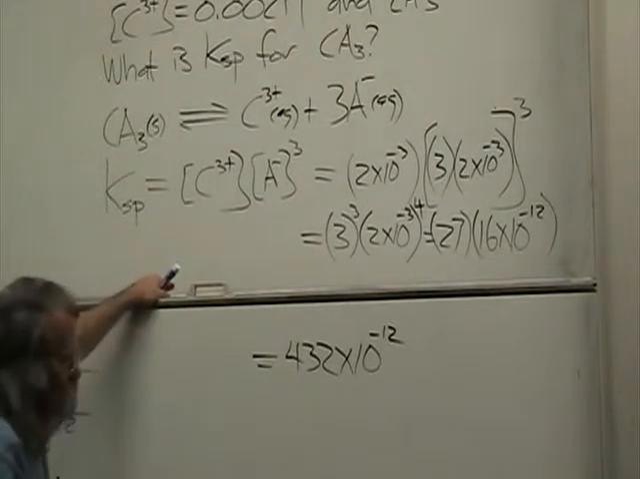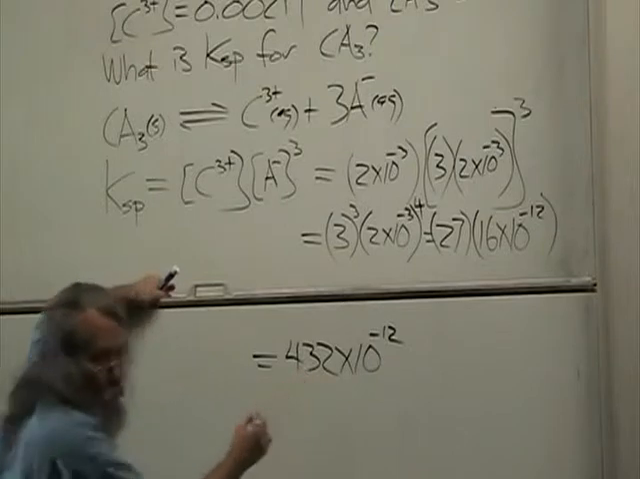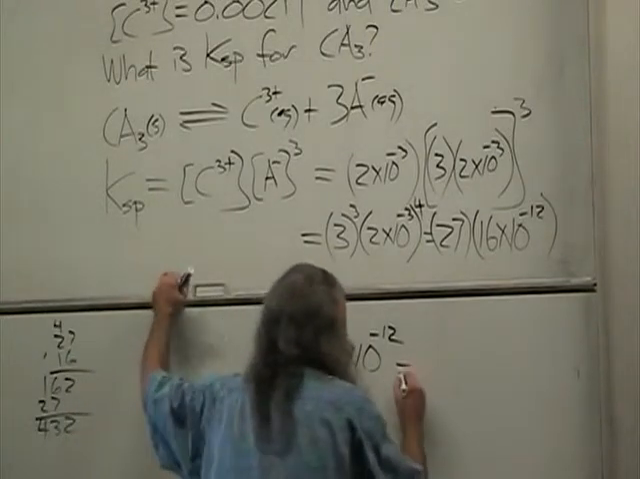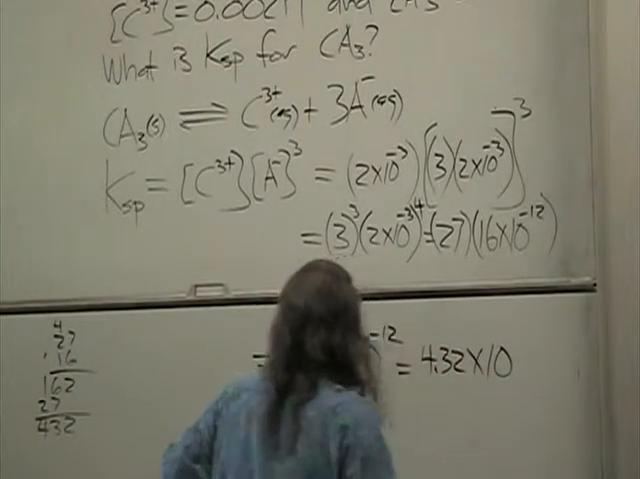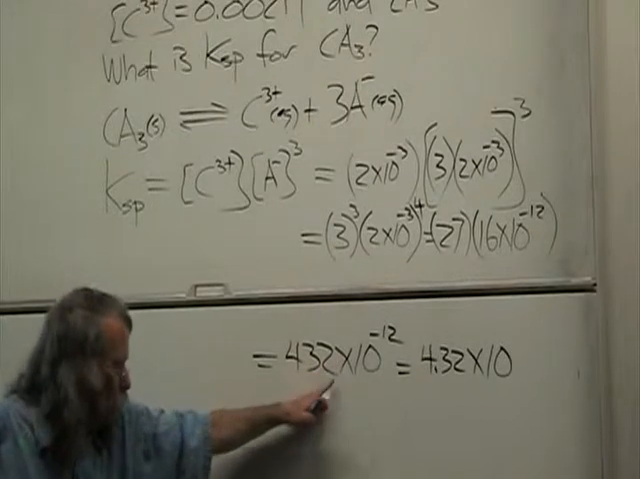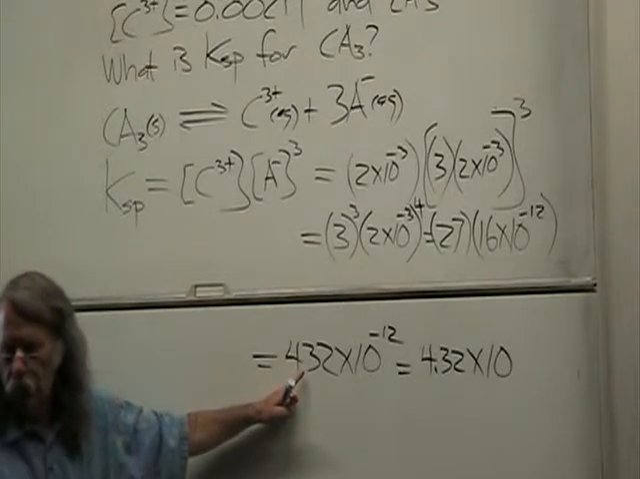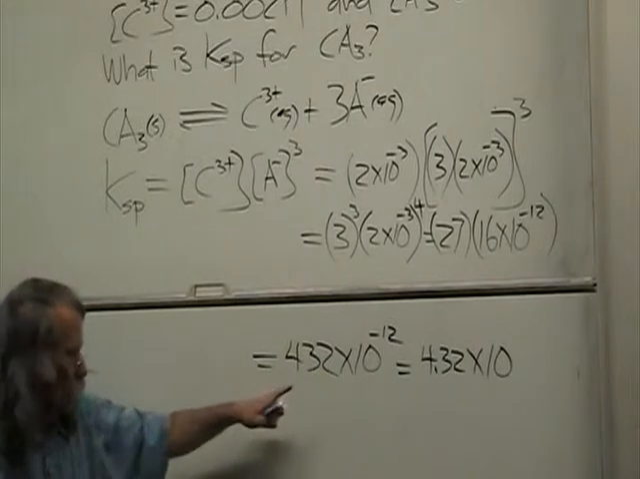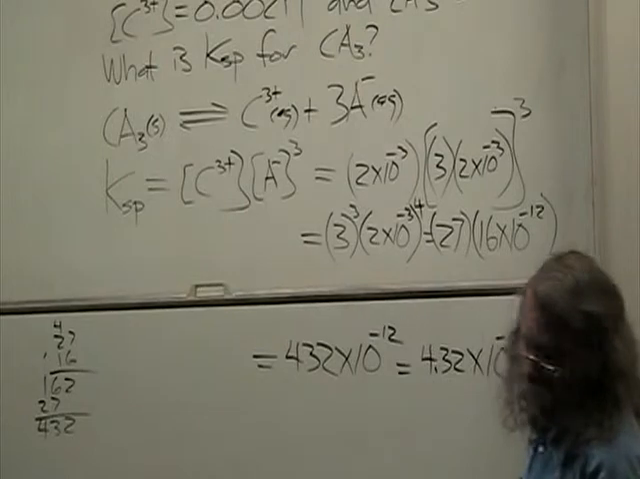And now I just got to bring the decimal point back 1, 2 more. So that's equal to 4.32 times 10 to the what? When I bring the decimal point this way, I move it to the left. What do I do with the exponent? It gets more positive. So it's going to be 10 to the minus what? 10.